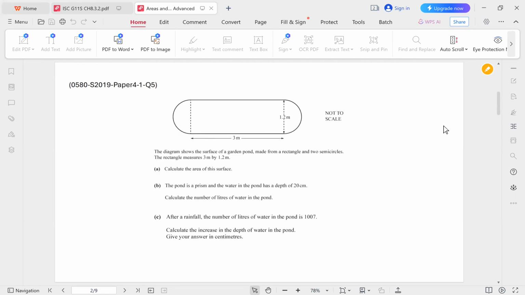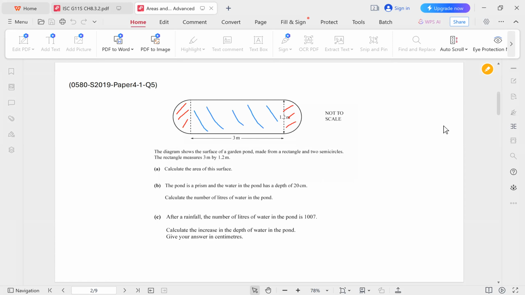So the first problem says, the diagram shows the surface of a garden pond made from a rectangle and two semicircles. The rectangle measures 3 by 1.2. Calculate the area of the surface. So first of all, we need to calculate the area of this shape. And the shape in terms of area can be divided into three parts: a semicircle and another semicircle and a rectangle. So let's get the area of each shape.